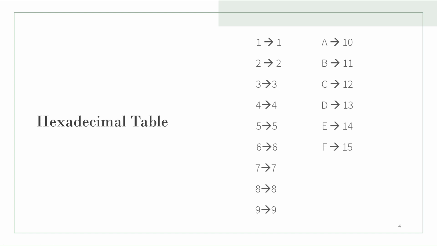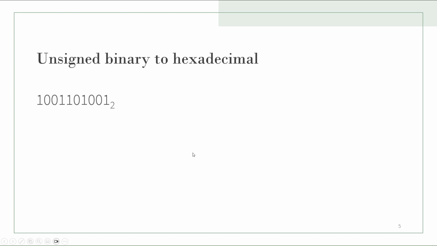Now for the hexadecimal table, these are the hexadecimals on the left, and these are the decimals they convert to on the right. So it only goes up to 9, but then it uses letters, and those are the higher decimal numbers, so we'll keep those in mind. So we're going to go from unsigned binary to hexadecimal.